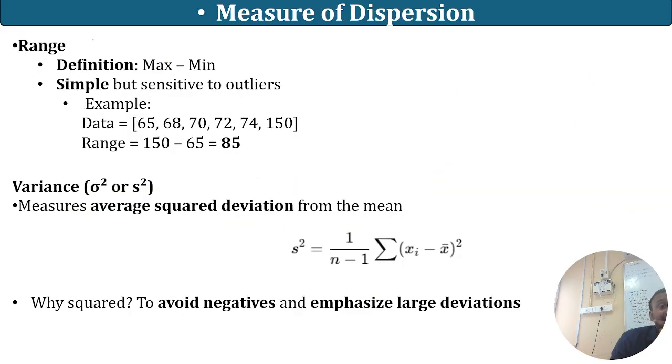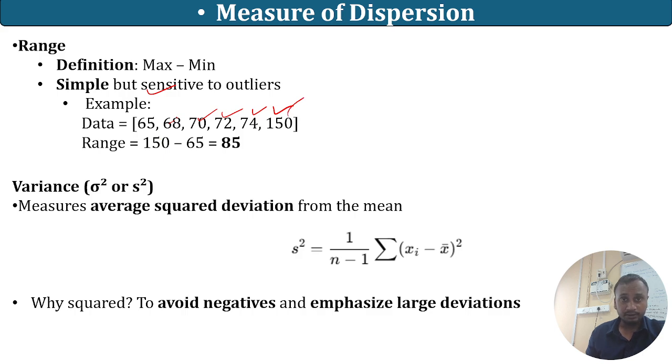The range is the maximum and minimum value, but it is sensitive to outliers. If some values are extreme, either extremely low or extremely high, the range becomes very sensitive and does not give proper values. Let's say we have 65, 68, 70, 72, 74, 150. In that, the maximum is this value.